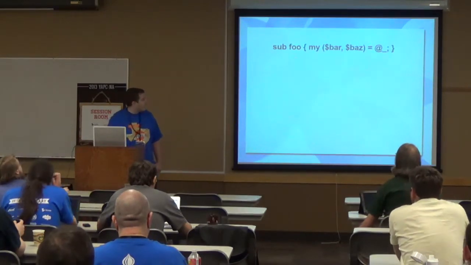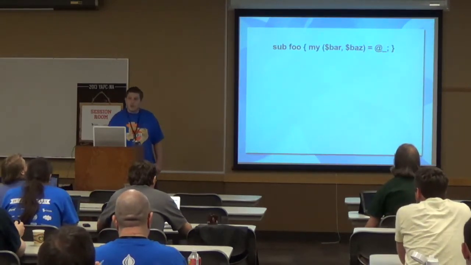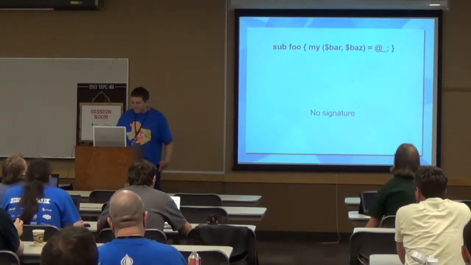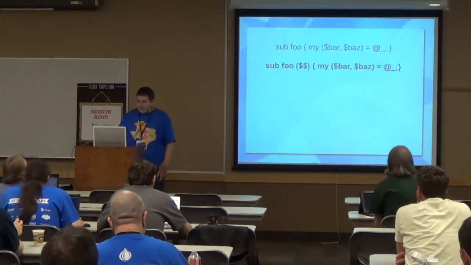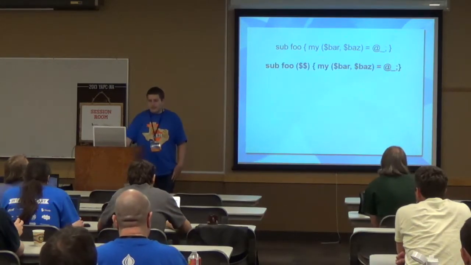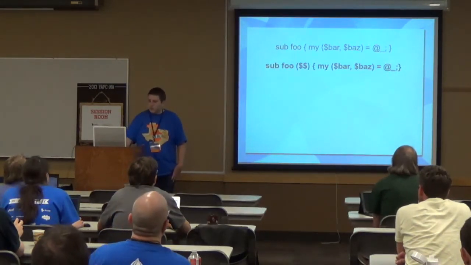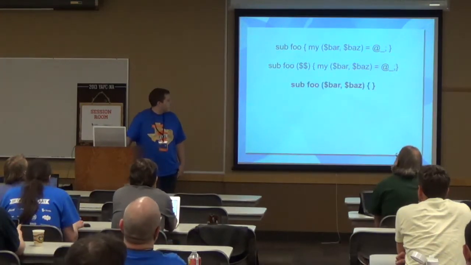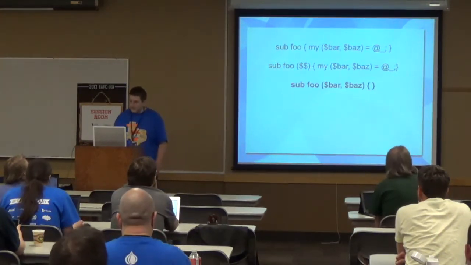So, this is what we have now. Most everything I work on starts like this. Sub foo { my ($bar, $baz) = @_; } No signature. Some people treat this as a signature. They really shouldn't. Sub foo ($$) { my ($bar, $baz) = @_; } It's a prototype instead of a signature, and I will get back to that later.